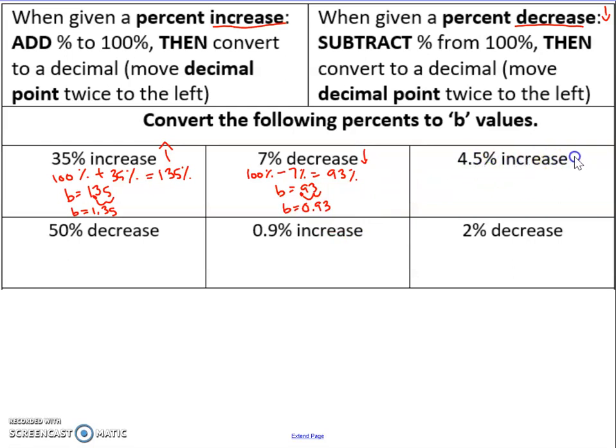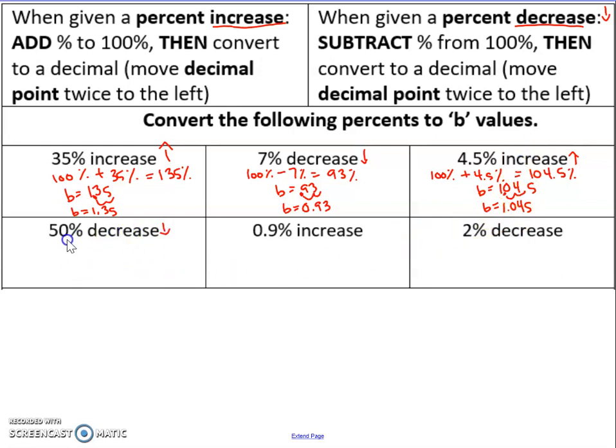Here we go, 4.5% increase. Increase says add it to 100. So I have 100% plus the 4.5% is going to equal 104.5%. To get the base value, I'm going to drop the percent sign, and I'm going to move my decimal. My decimal now is right here, okay, not always at the end, mind where it is. Okay, so in this case, my base value is 1.045. I'm over 1, so that shows growth, increase, right?